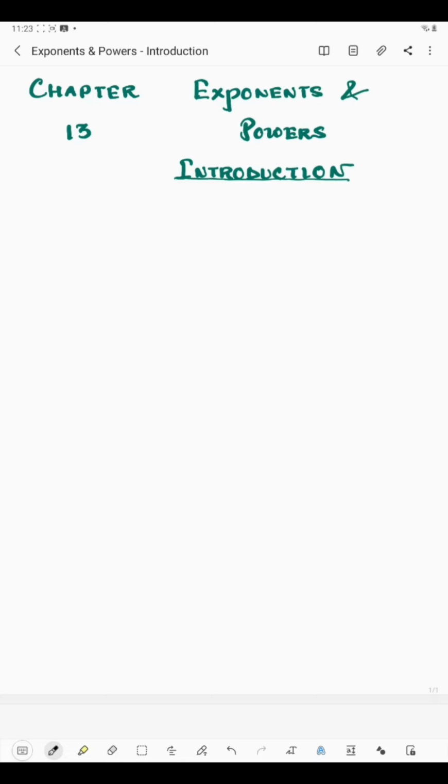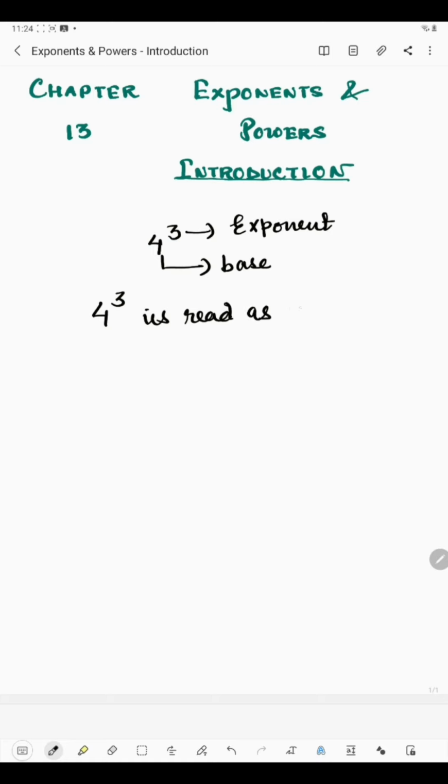Okay. Now if I write say 4 to the power 3, here this is called the base and this is called the exponent or power. And the number 4 to the power 3 is read as 4 raised to the power 3.